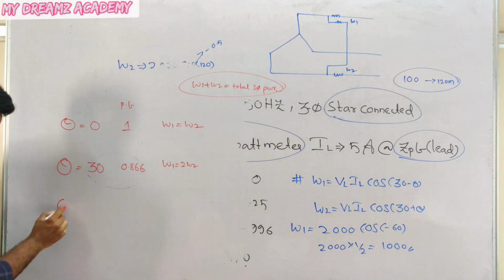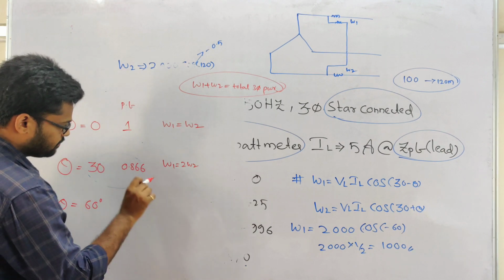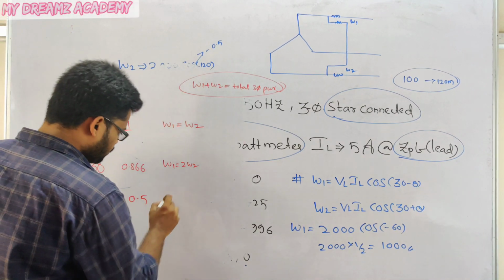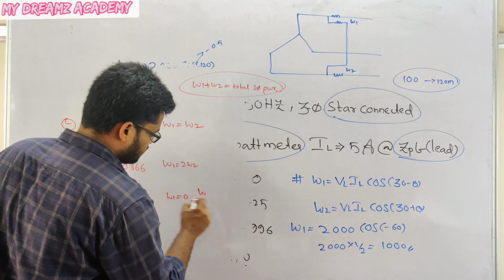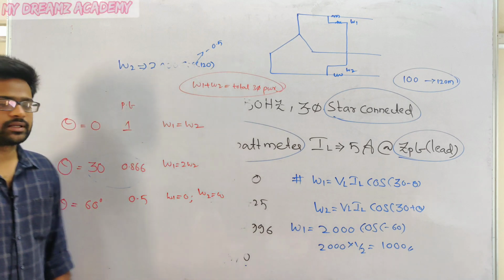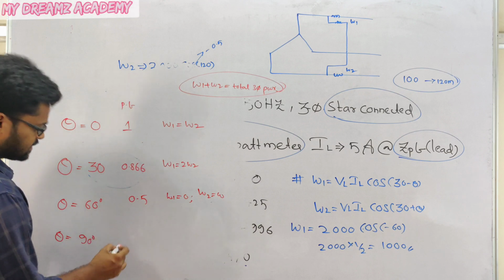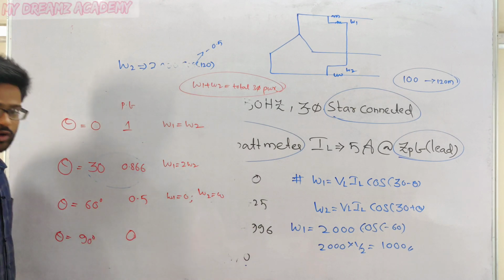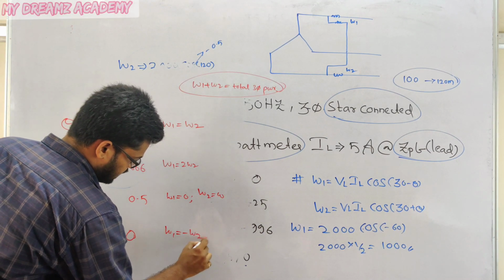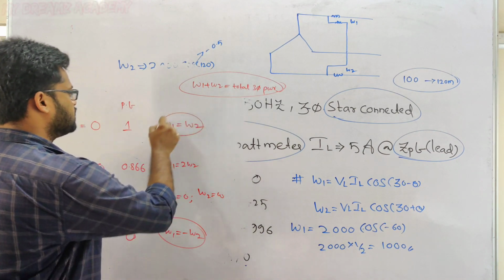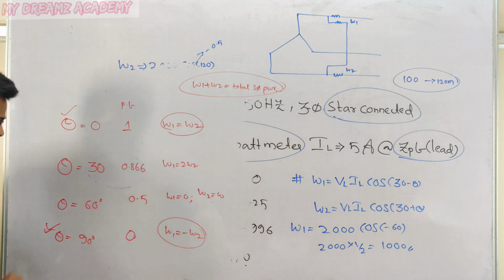Next, if theta equals 60 degrees, cos 60 is 0.5. At this place, one wattmeter value is equal to 0, and the remaining power will be measured by the other wattmeter. Similarly, if theta equals 90 degrees, cos 90 is 0, that is 0 power factor, whether leading or lagging, and W1 is equal to minus W2. W1 is equal to W2 at theta equal to 0 degrees. W1 is equal to minus W2 at theta equal to 90 degrees.